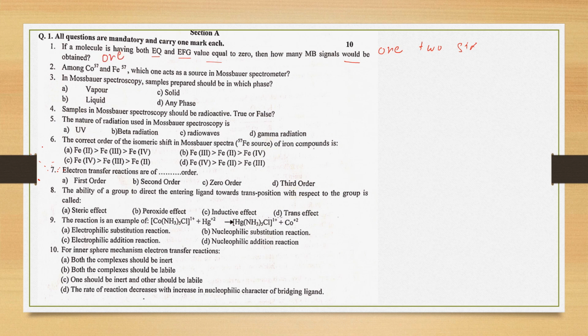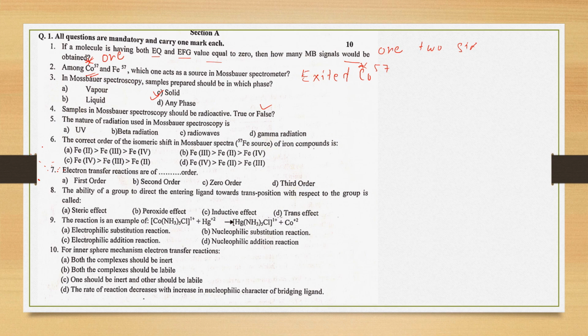Among cobalt 57, this is a repeated question, so it is starred, it is excited cobalt 57 that would be the source in Mossbauer spectroscopy. In Mossbauer spectroscopy, the sample should be in which phase? It should be in solid phase. The sample in Mossbauer spectroscopy should be radioactive, true or false? No, it is not necessary that the sample should be radioactive. It may be radioactive, it may not be, but generally these are not radioactive, so the answer would be false.